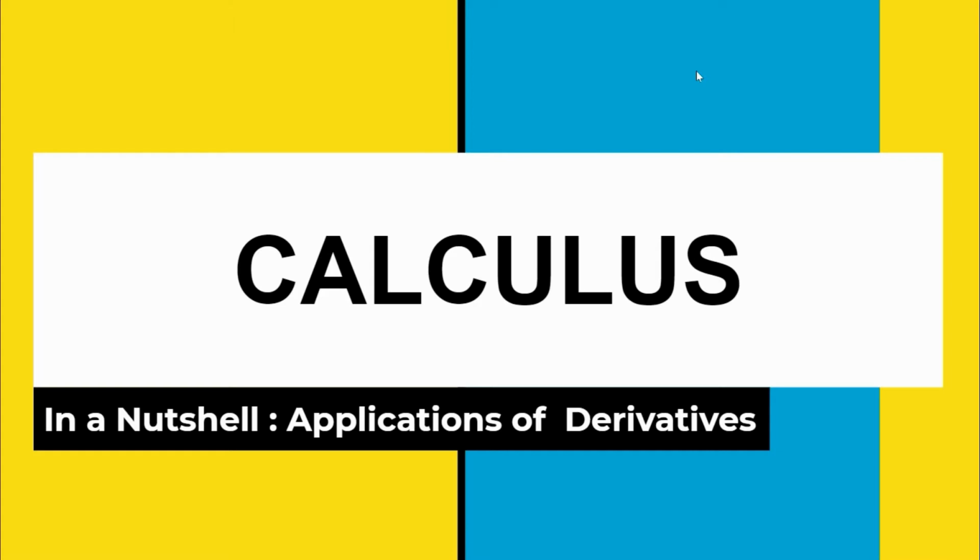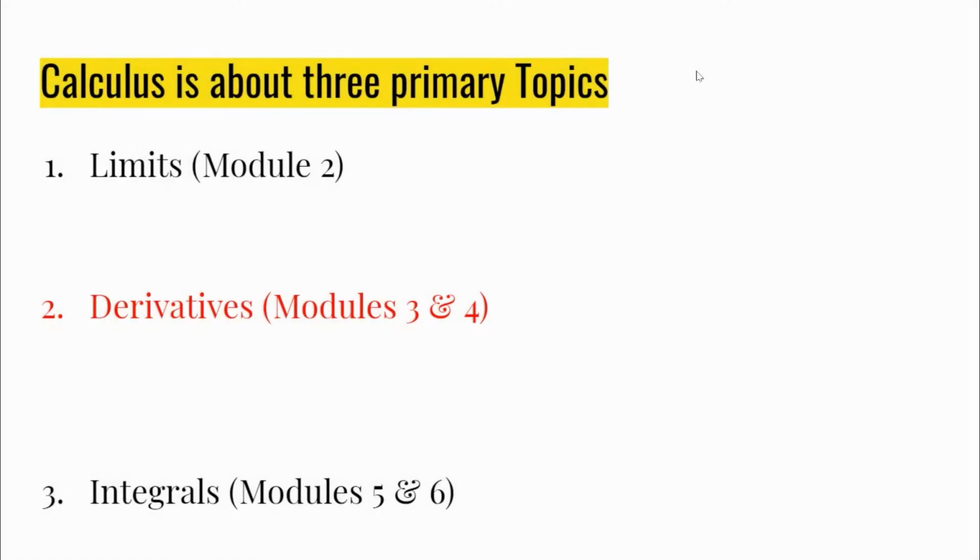So let's talk about what you're likely to see in Module 4, Applications of Derivatives. Remember where we are in the course as a whole. Calculus is about three primary things: limits, derivatives, and integrals, and we are in Module 4 related to derivatives. Module 3 was about introducing the main idea about what derivatives are and some important formulas for determining derivatives, otherwise known as differentiation. Here in Module 4, we're going to be applying those basic concepts that you learned in Module 3 to various sets of circumstances.